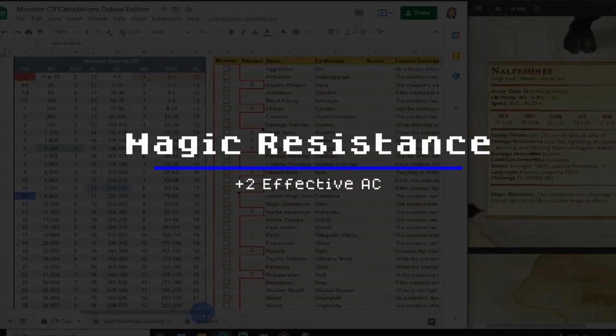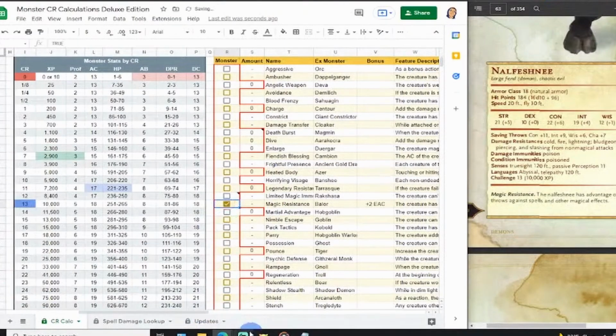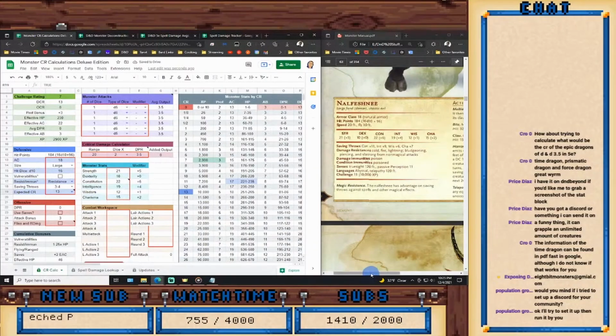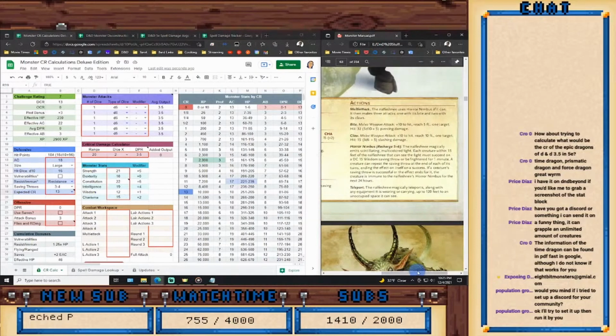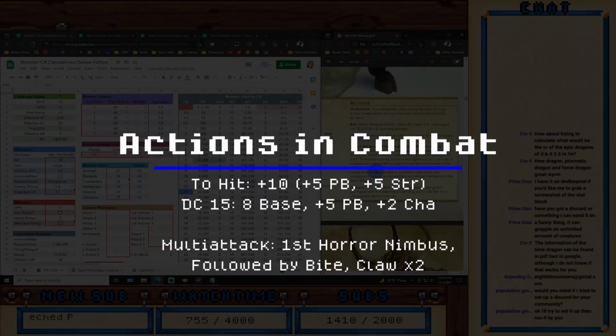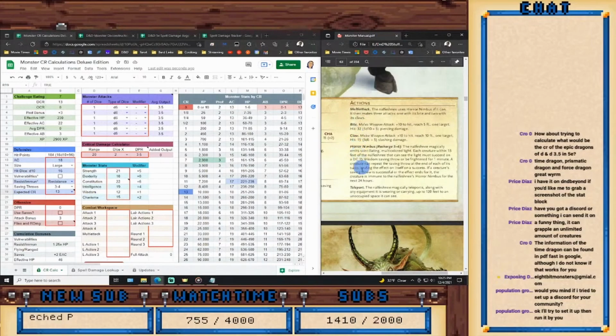So magic resistance here will add in +2 effective AC, since you can get advantage on all magical effects that you have to roll for. And then we have nothing else for its monster traits. So from there, we can move into the action section. And we have a whole bunch of attacks and actions. The multi-attack, bite, claws, horror nimbus, recharges on 5 and 6, and teleport.